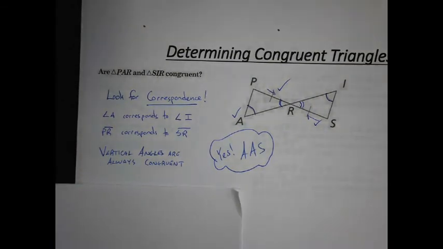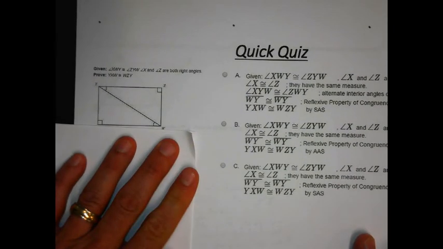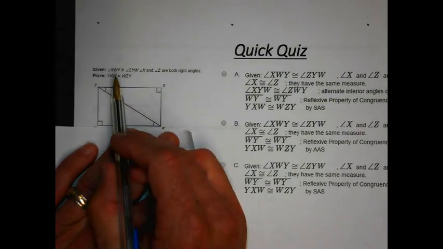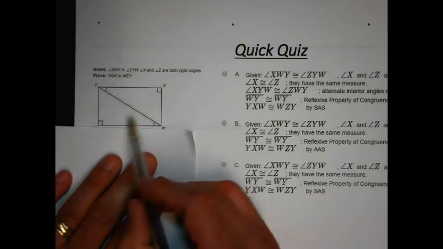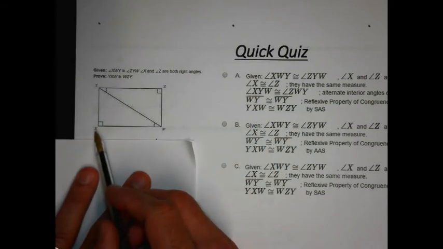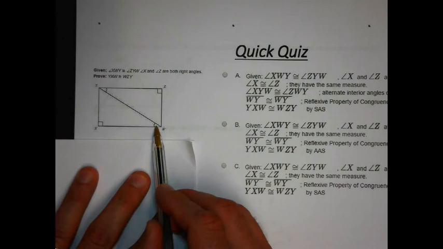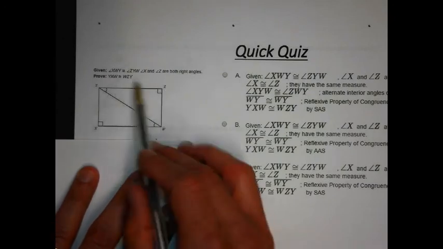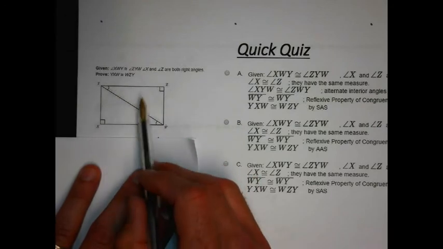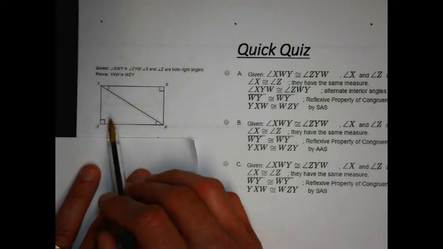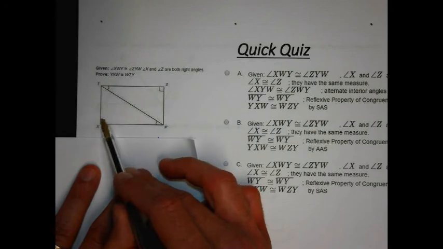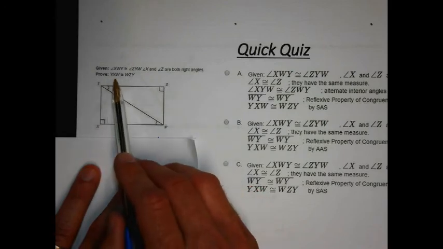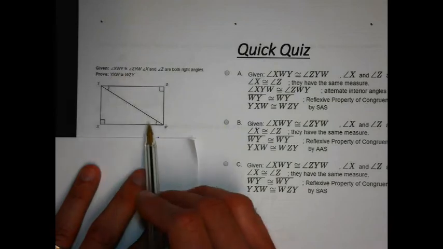Okay? So let's do a couple of quick quizzes. In the first quiz, we are given angle XWY, this little arc here, is congruent to angle ZYW, this little arc here. All right, sweet. Angle X and angle Z are both right angles. Now, how is it that we're going to prove that YXW is congruent to YZW?